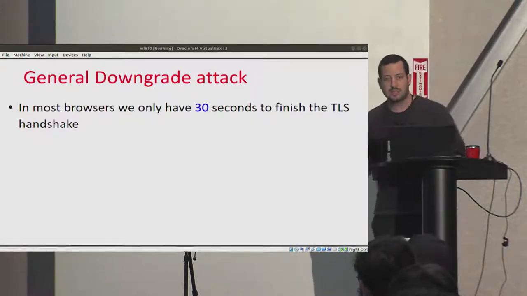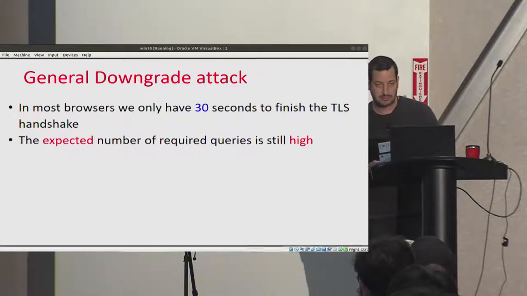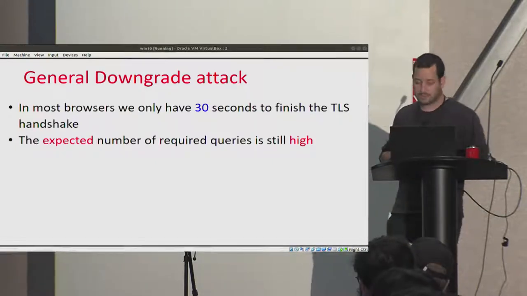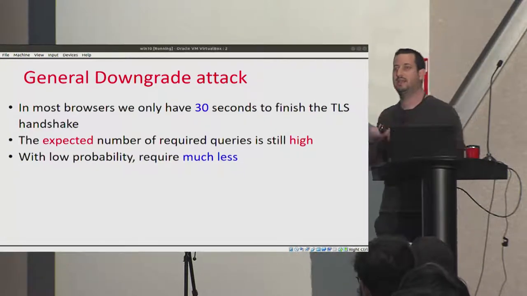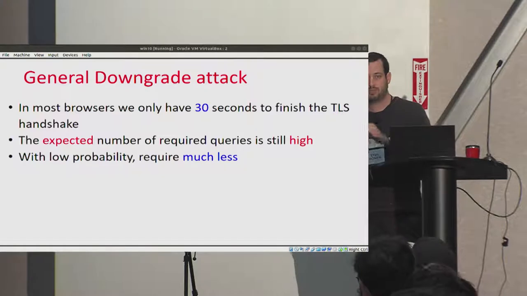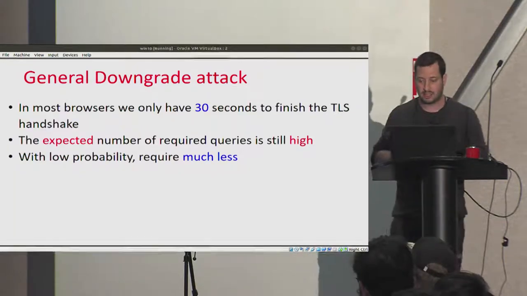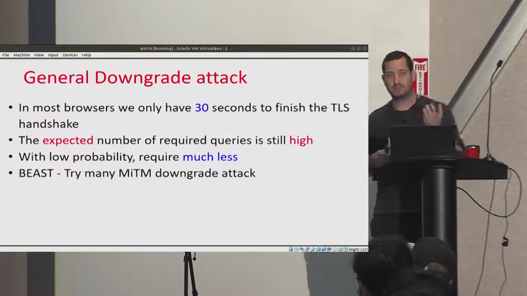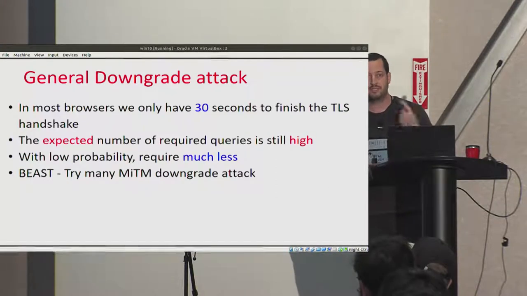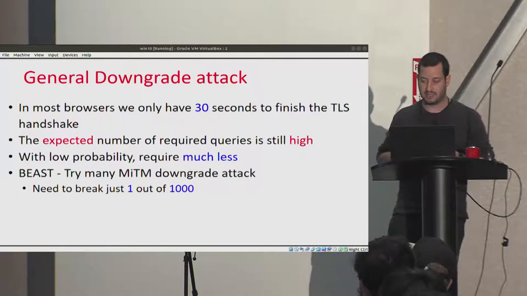And the problem is that the expected number of queries that we need in order to implement this Bleichenbacher attack is very high. However, a nice thing that we can see is that with a relatively low probability, we might get really, really lucky, and the attack might finish much sooner using a much smaller number of queries. So this is something that we can actually use. We can use the BEAST attack and try to rerun the attack multiple times. And again, we want to get a session cookie. We need to be successful just once. Maybe one out of 1,000 is really good enough.